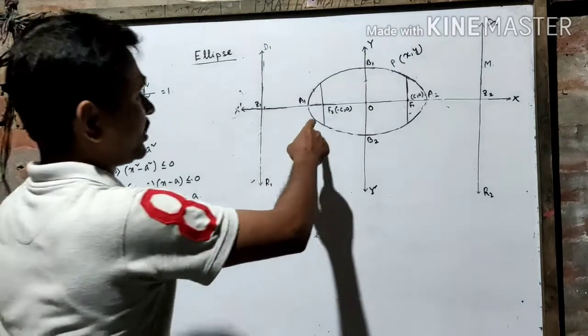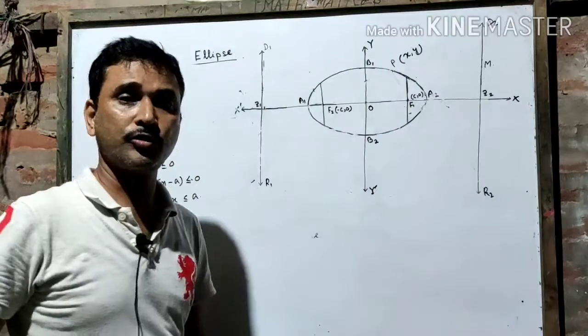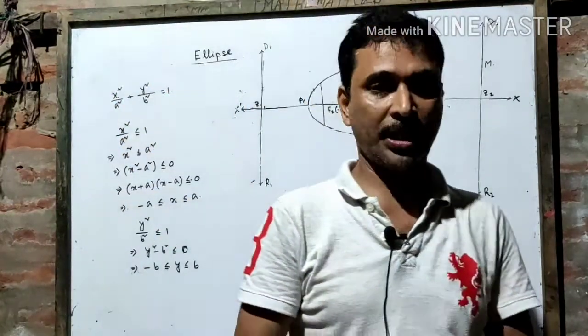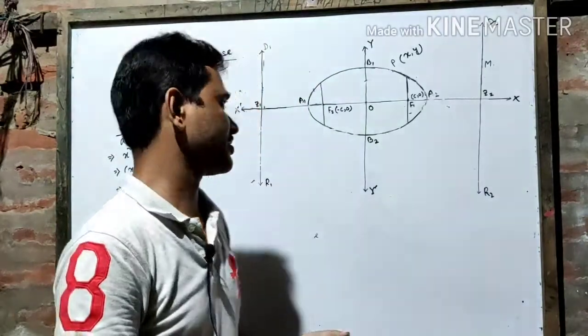And you see the two foci always lie on the major axis. Two foci always lie on the major axis. The line joining the foci is the major axis.